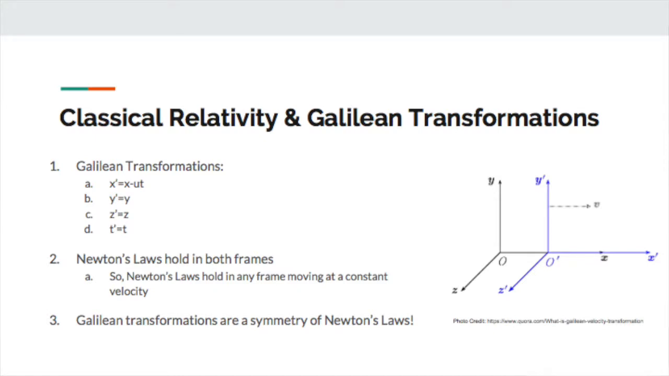So the position in the prime frame is equal to x minus ut, where u is the speed of the moving frame relative to the rest frame. And then since we have no relative motion in the y or z coordinates, we don't have any change. They are exactly the same, and the same for time.